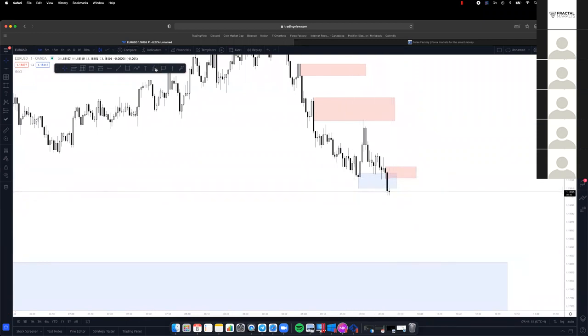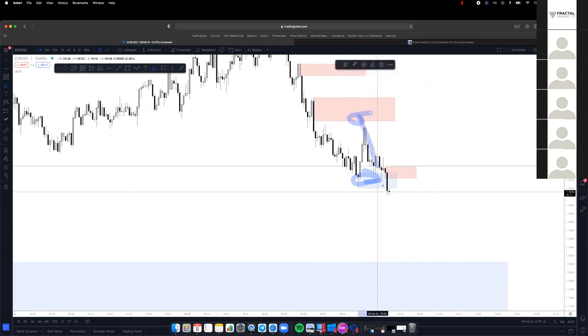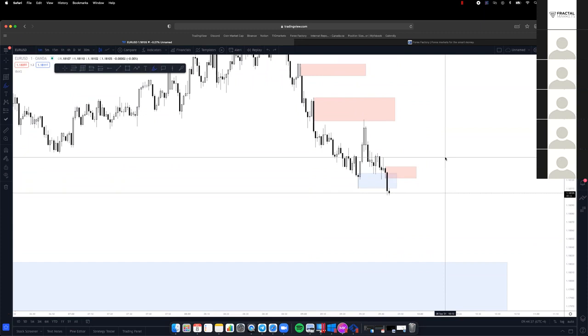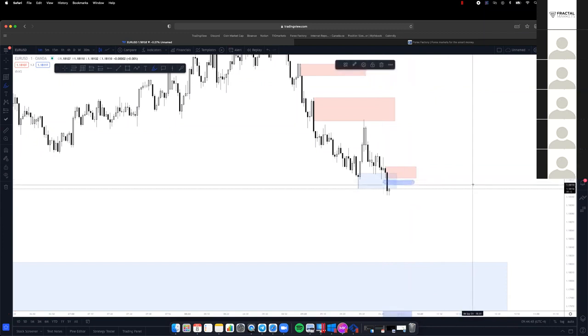Demand had one job. You know what the job of this demand was? This job was to take out unmitigated supply. It didn't do it. And now this supply took this demand out. Where did it take it out from? Right here. Imbalance.